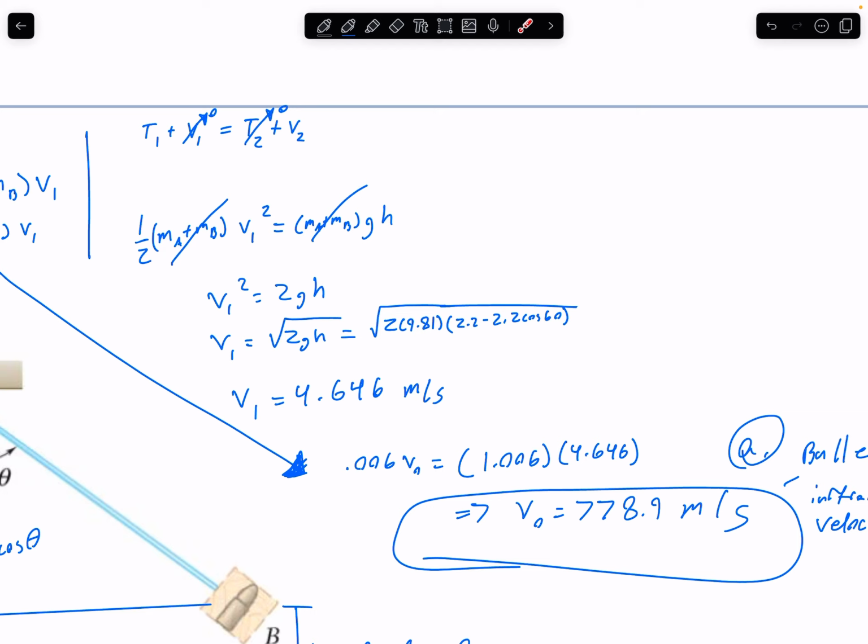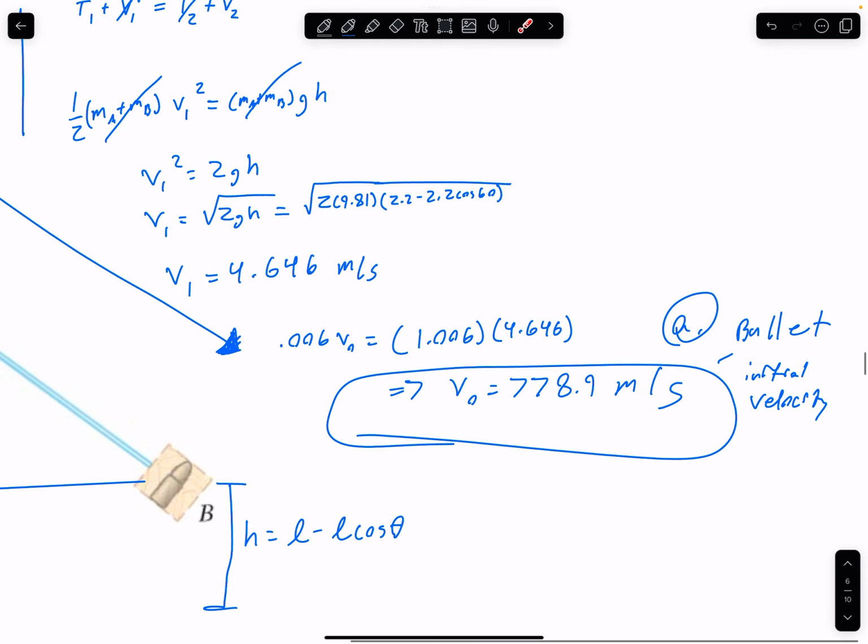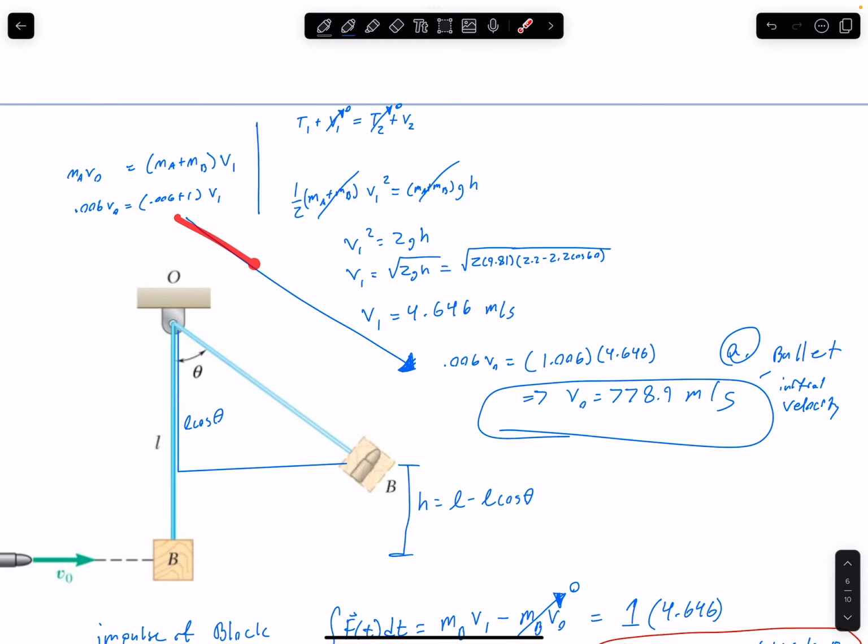Initial velocity equals the square root of 2 times gravity times height. And we get that V1 equals 4.646 meters per second. And then we bring in our momentum equation from over here. And we know that the initial velocity to have the same momentum as the final must have been 778.9 meters per second.